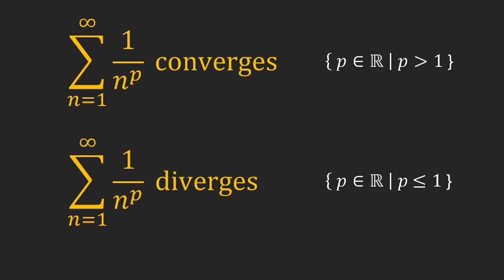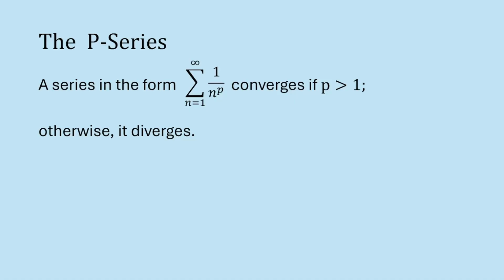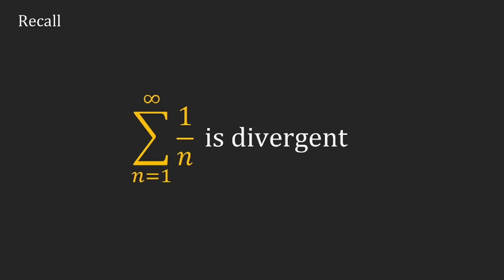So what does this mean about the harmonic series itself? It means that the harmonic series is on the cusp of convergence. If the p for the harmonic series was any larger than 1, literally 0.000001 larger, then it would be convergent. So this is called the p series, fitting for the name because the parameter we put was p. It says a series of the form from n equals 1 to infinity of 1 over n to the p converges if p is greater than 1, otherwise it diverges.